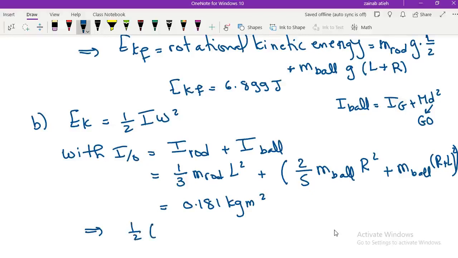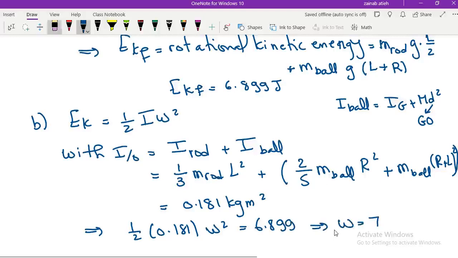So this implies half times 0.181 omega squared equals 6.899, which will give me omega equals 8.72 radians per second, and this is the angular frequency.